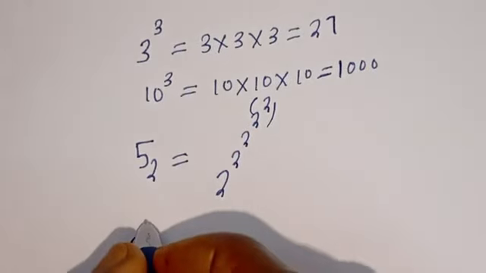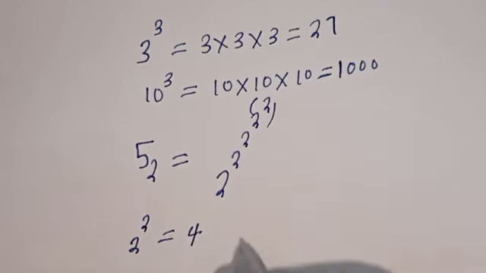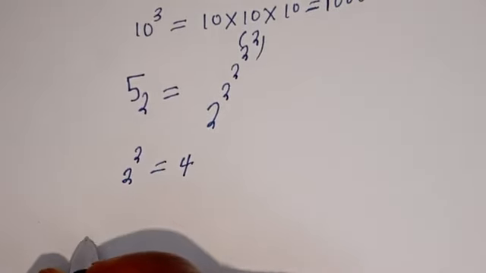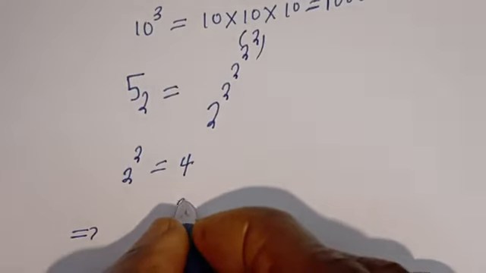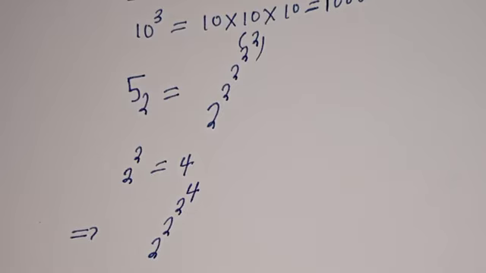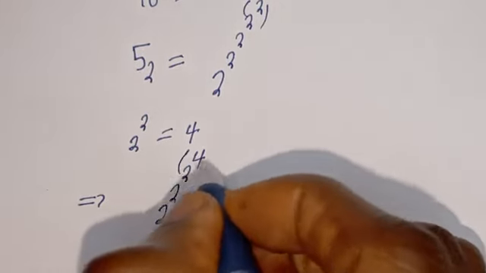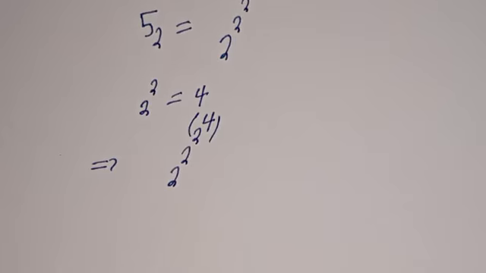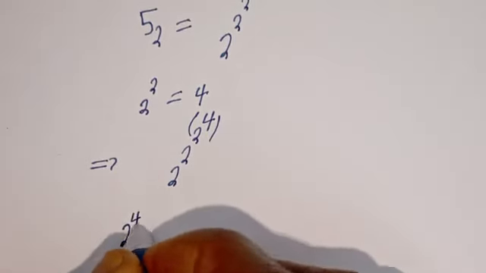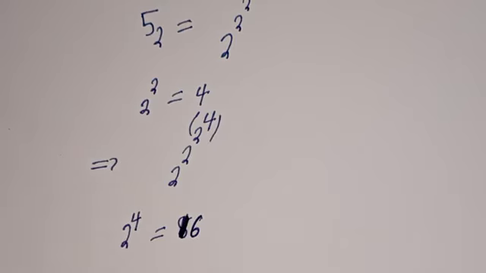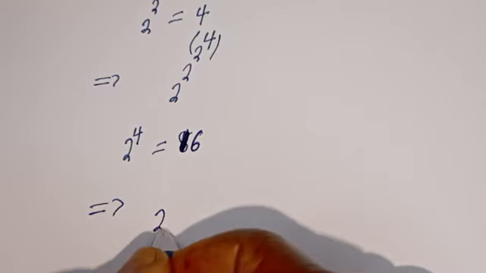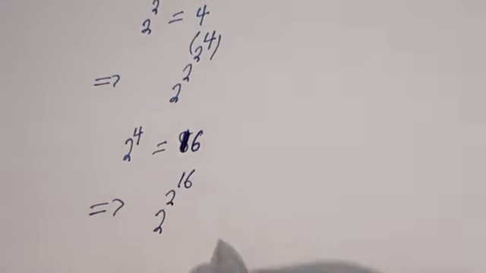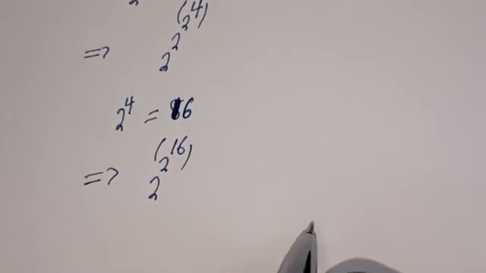2 to the power of 2 is equal to 4, and this implies that we have 2 to the power of 2 to the power of 2 to the power of 4. Now let's work with this 2 again. Then 2 to the power of 4 is equal to 16. Then we have 2 to the power of 2 to the power of 16. Now let's work with these 2 again.